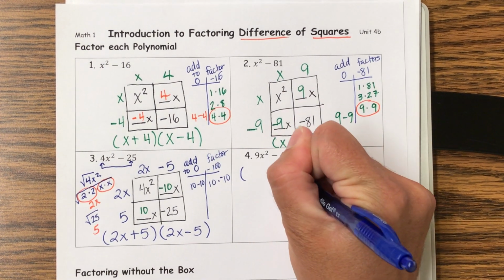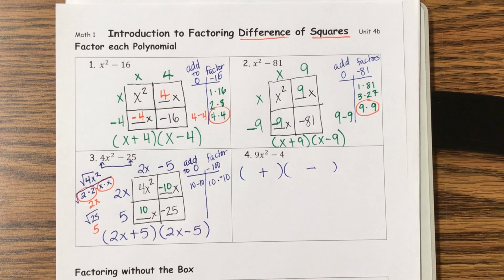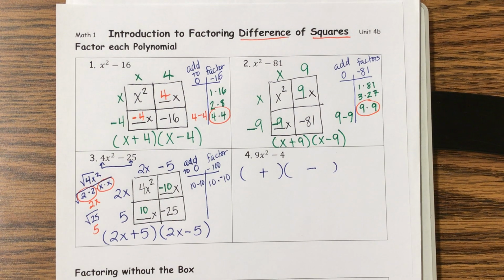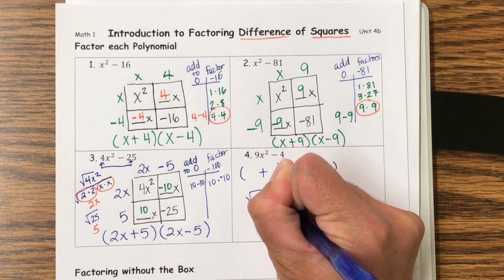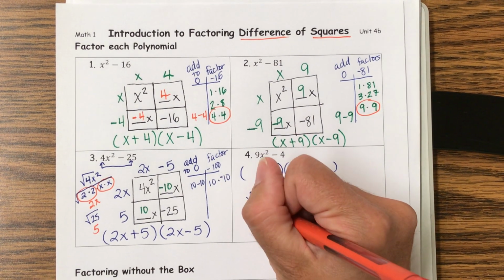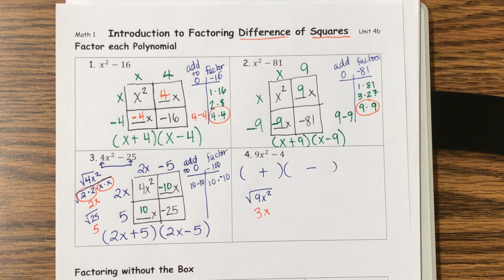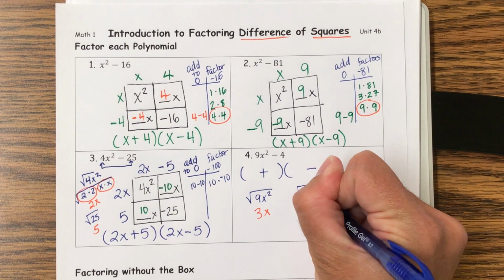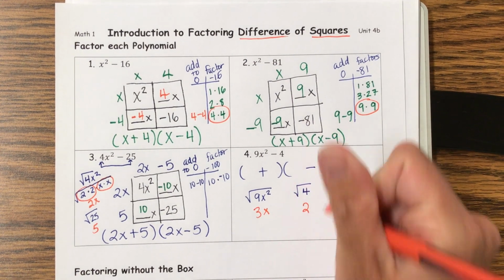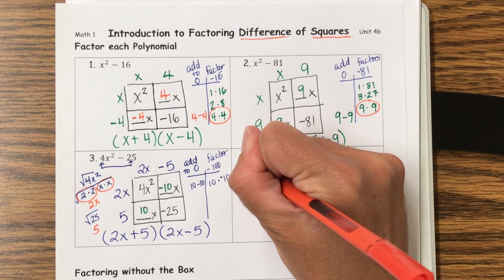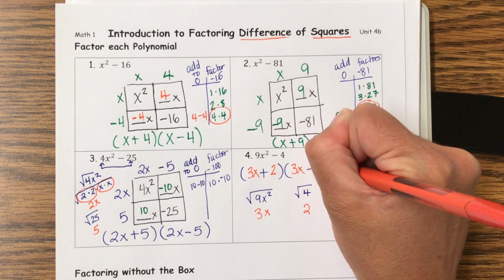So I bet one of them is going to be a positive, one of them is going to be a negative. So what is the square root of 9x squared? Well, the square root of 9 is 3. The square root of x squared is x. What's the square root of 4? The square root of 4 is 2. So I bet one of them has to be 3x plus 2, and the other one's going to be 3x minus 2.